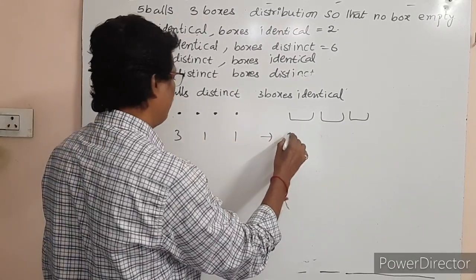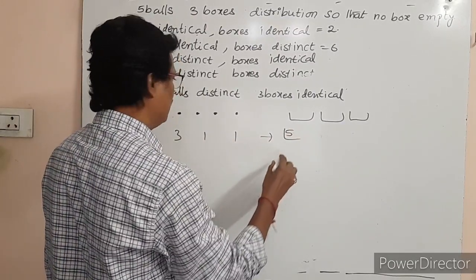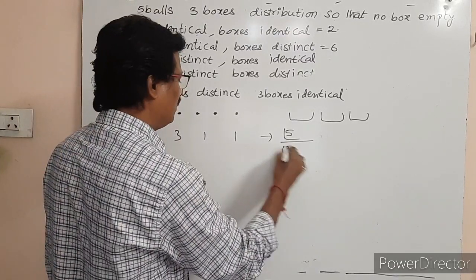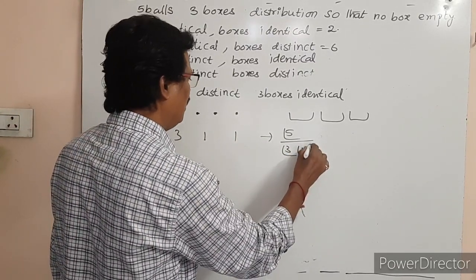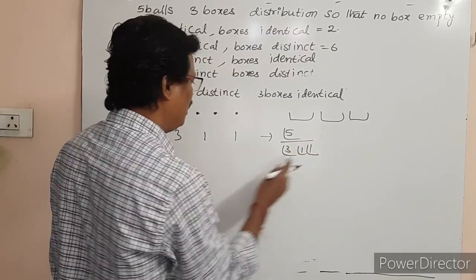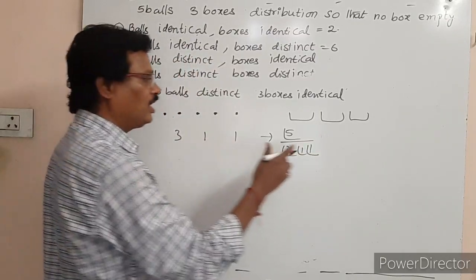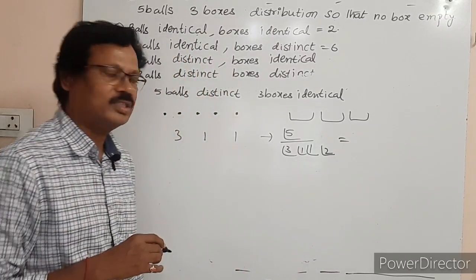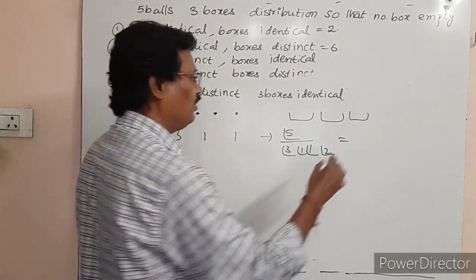This one is 5 factorial by, right, this group containing the 3 balls, this group containing the 1 ball, this group containing the 1 ball, and these are the 2 identical groups, so by 2 factorial. Therefore, this is how much? This is 10 we got.